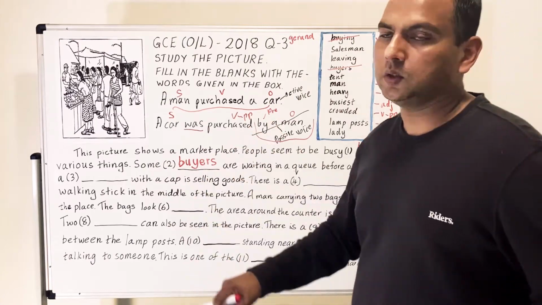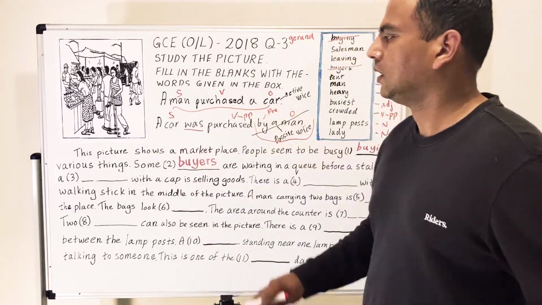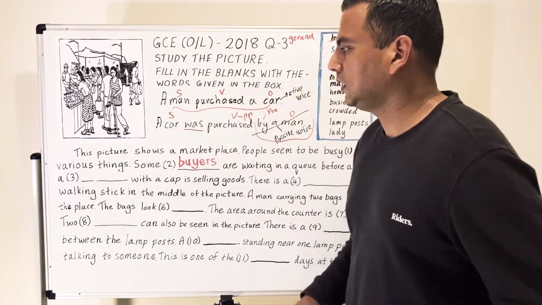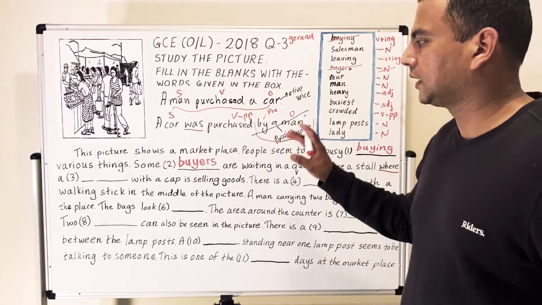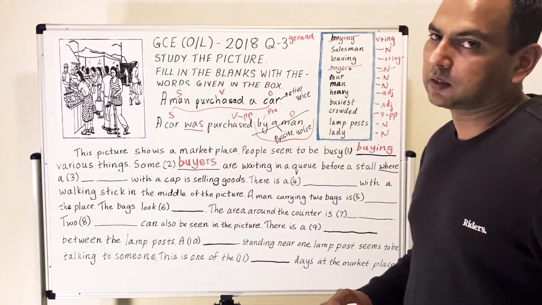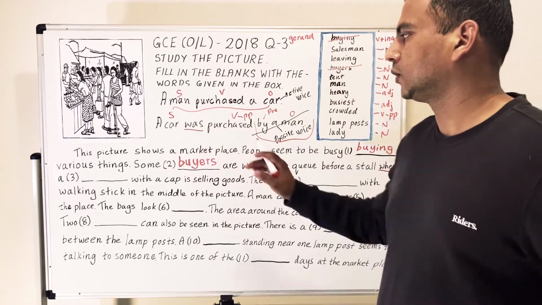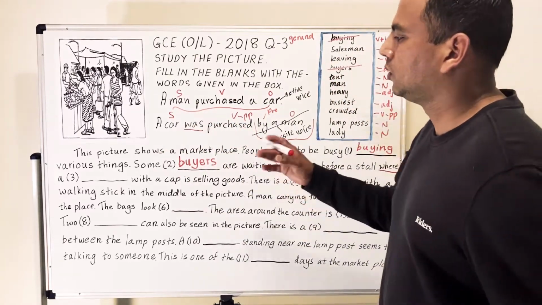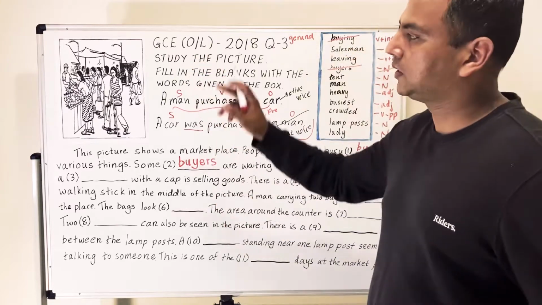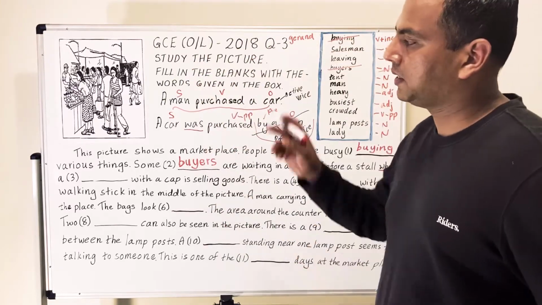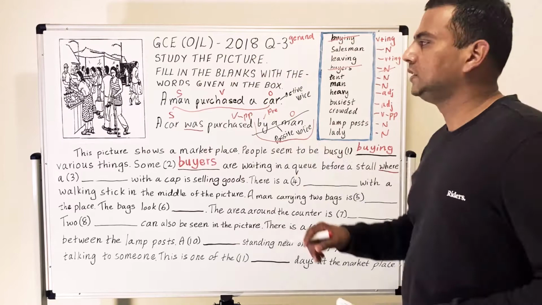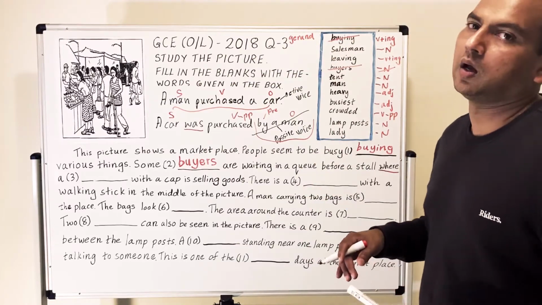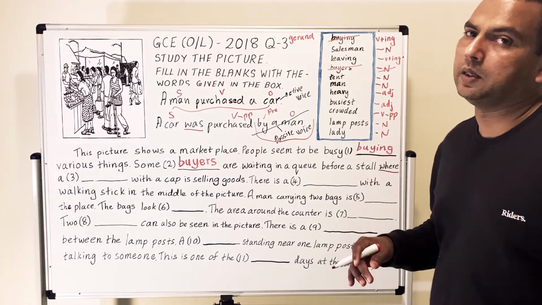So who is selling goods? Okay, it again refers to another subject of an active voice sentence, so that also has to be what? It has to be another noun. So as you can see in the picture, there is a guy who is wearing the cap. He is the one who sells goods. So who is he? The person who sells things, how do we call him?